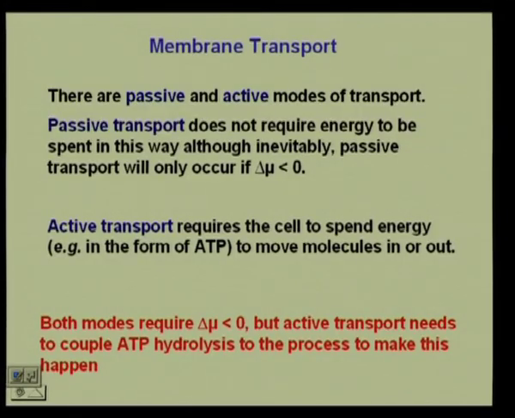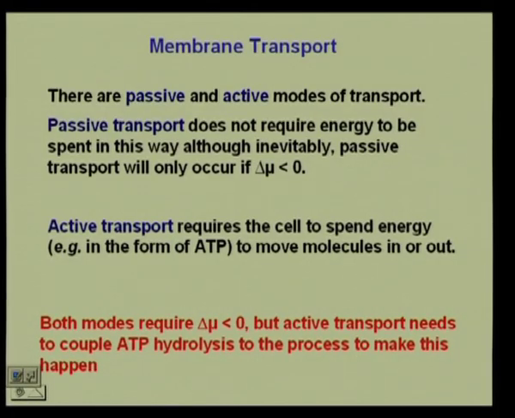In the case of passive transport, this extra energy is not required, so delta mu is less than 0. But for active transport, where one of the reactions is going to have a delta G that is positive, the energy released from ATP is going to more than compensate for that positive delta G value and give you an overall delta G that is negative. The two reactions will be coupled, so that the transport can occur.